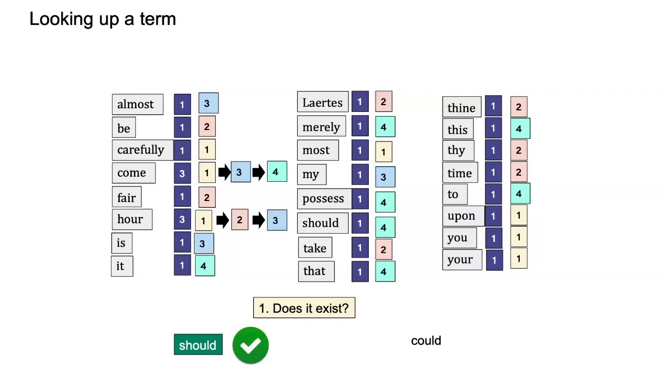How do you know? How could you tell that? It's a big list, right? How are you able to tell that it's not there? Yes?